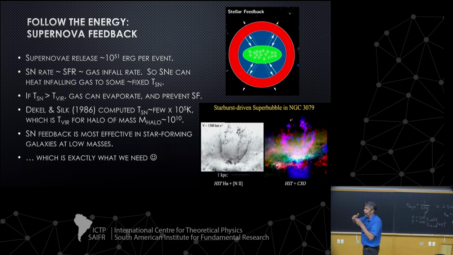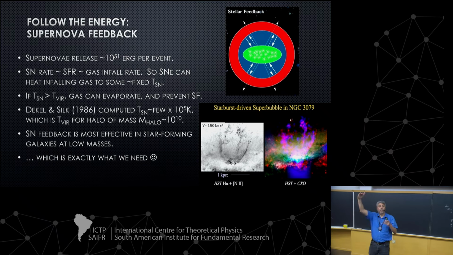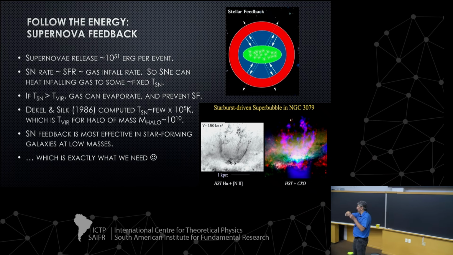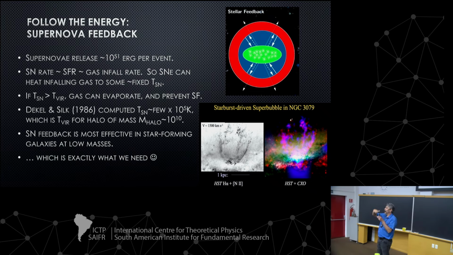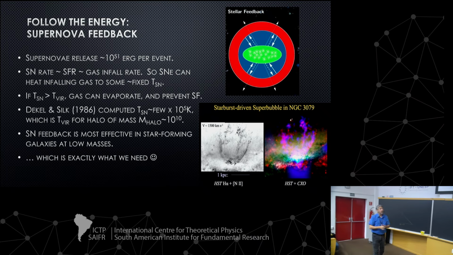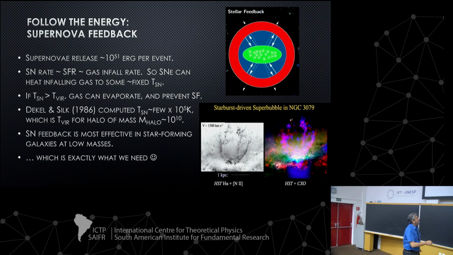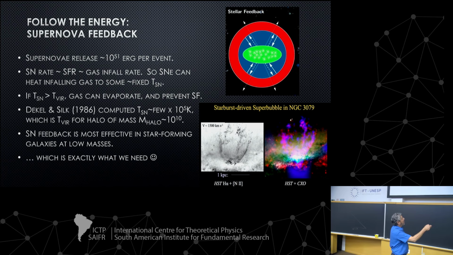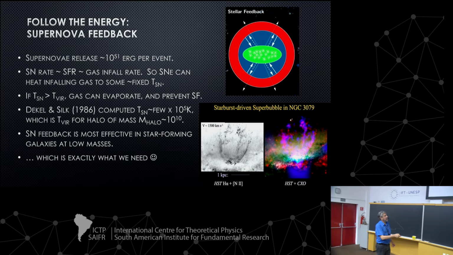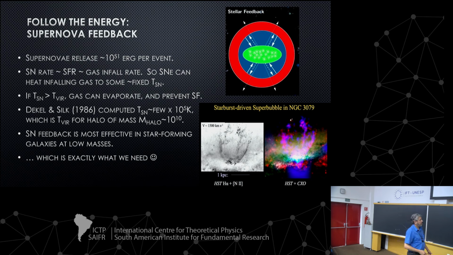And if you think about it, that essentially means that you can heat the gas to some temperature, because for every amount of gas, you have a certain amount of energy that gives you a certain specific energy, which is effectively a temperature. So the supernovae can heat gas. Here are all these supernovae going on. Gas comes in, it heats the gas and pushes it back out of the galaxy. And you see these kinds of things in the real universe as well.